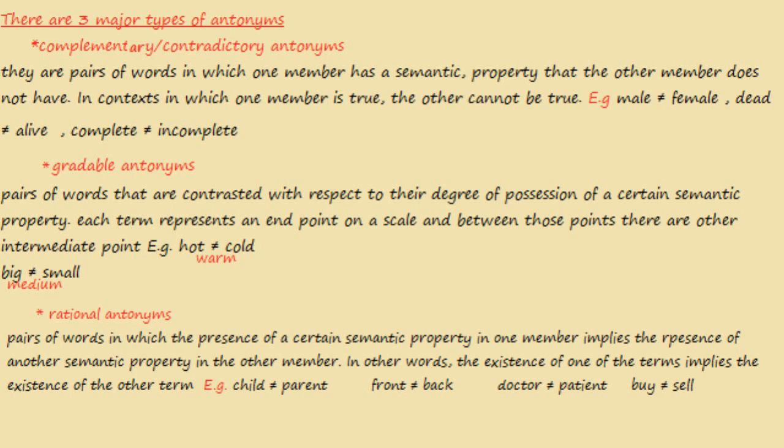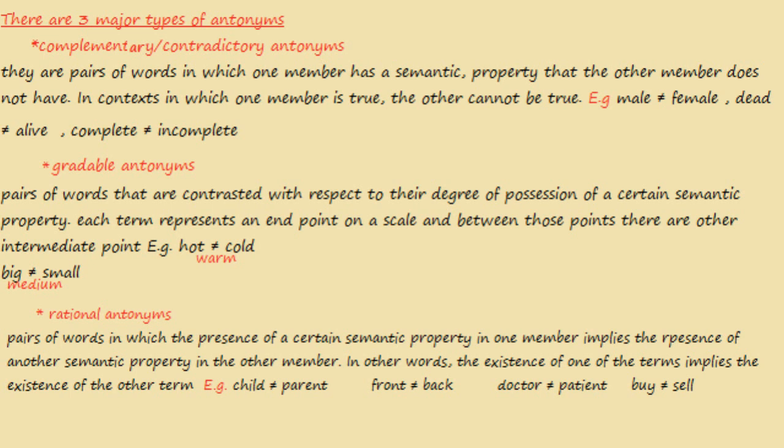For example, hot and cold, but in between we have warm. This is what we mean by that. Between big and small, we have medium in the middle. So this is what we mean by gradable antonyms. We have two words, both of them represent the extreme points from left to right, but in between we might find other words which are antonyms to these words, but they are in the middle. This is as far as gradable antonyms are concerned.